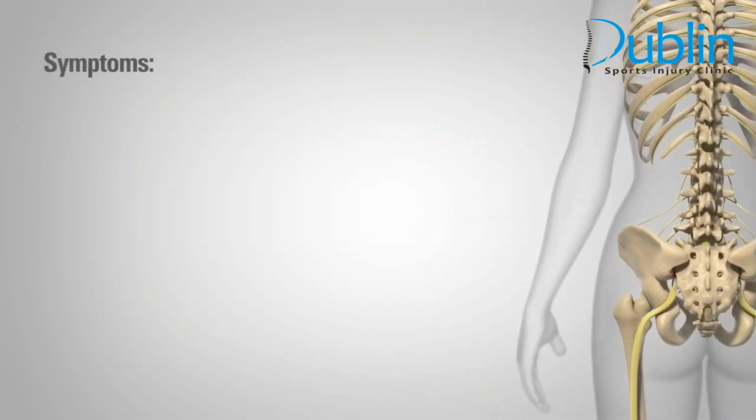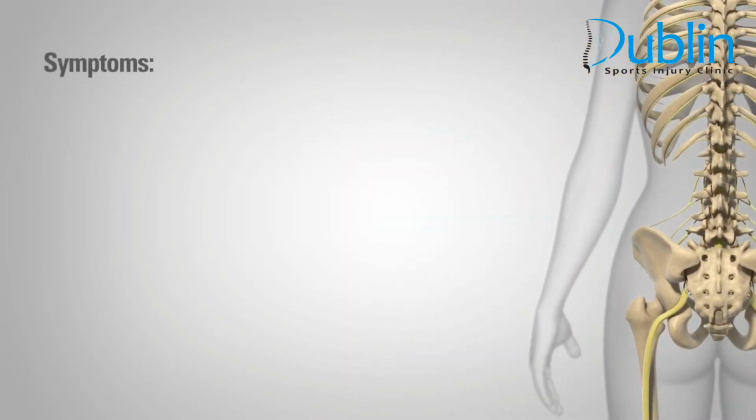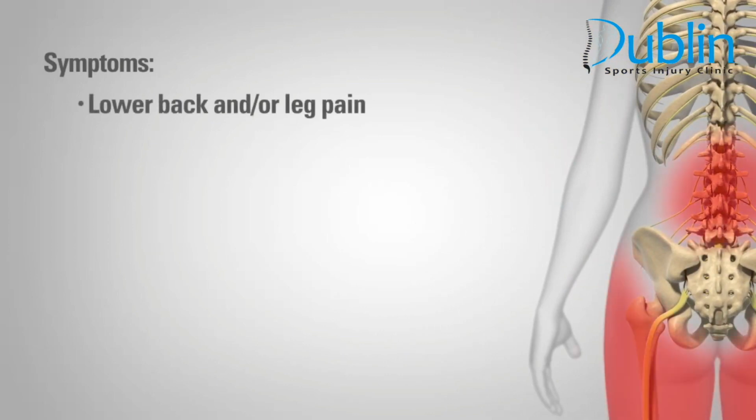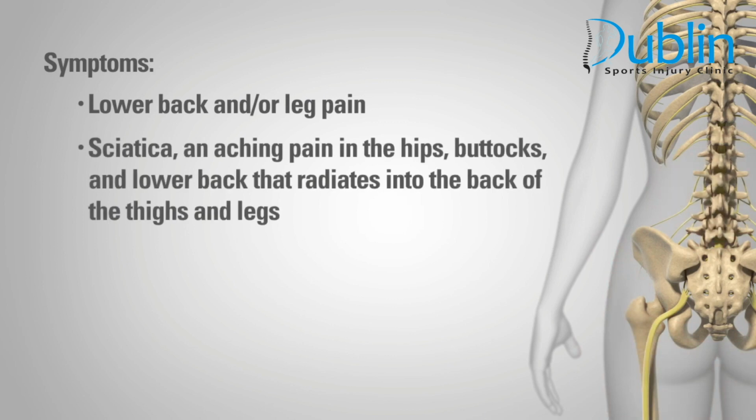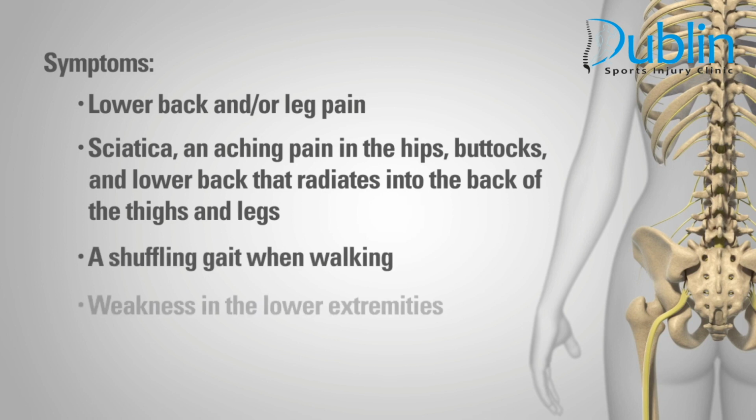The symptoms of spondylolisthesis may be lower back and leg pain, sciatica, an aching pain in the hip, buttocks, and lower back that radiates into the back of the thighs and the legs, a shuffling gait when walking, weakness in the lower extremity, or abnormal posture. If you experience any of these symptoms, we would recommend you visit your physical therapist and ask them for advice.